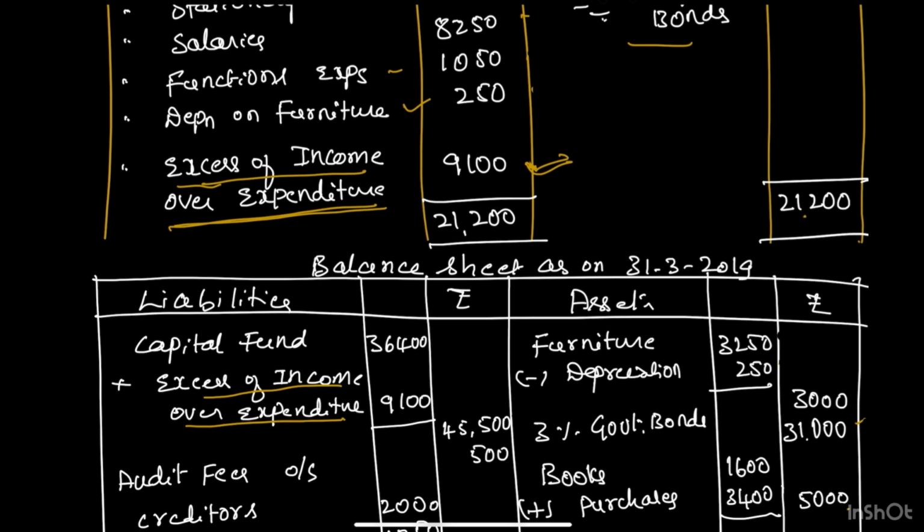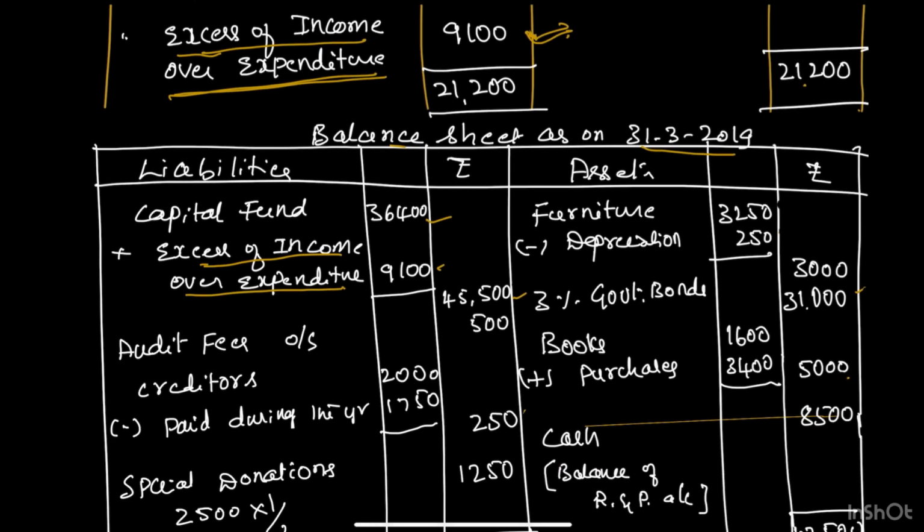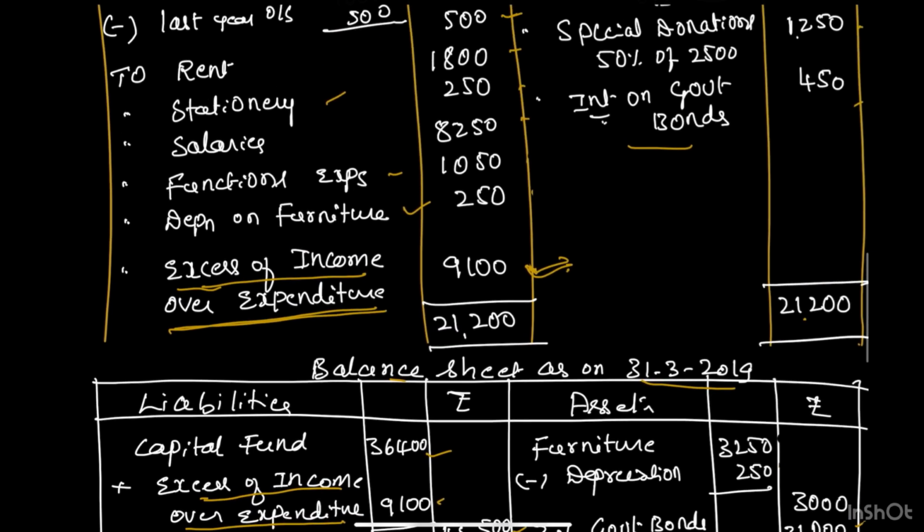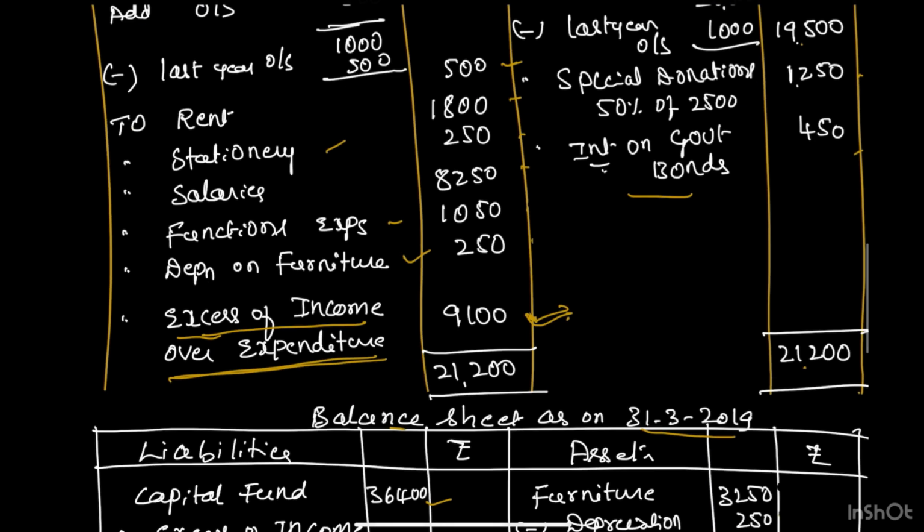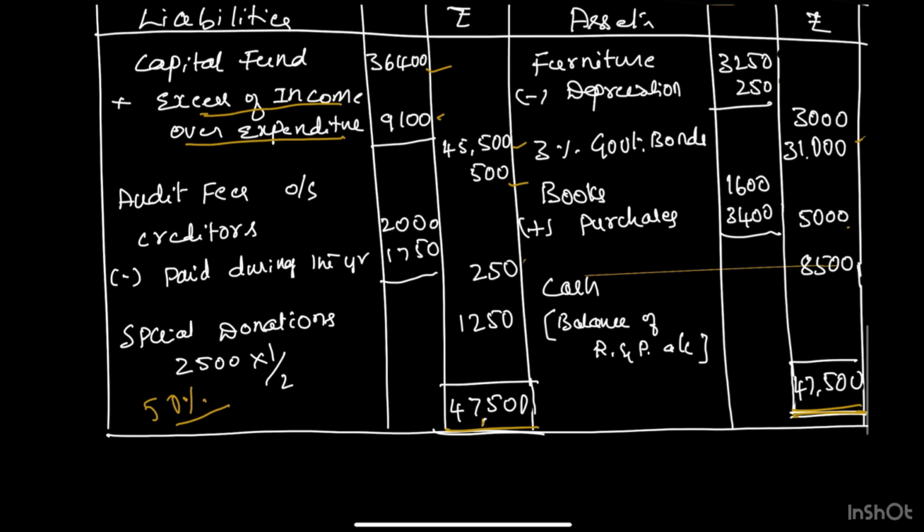Now we are going to prepare the balance sheet as on 31st March 2019. This is based on the previous year balance sheet information. Capital fund is given, and to that we add this 9,100 excess of income over expenditure, so the net amount becomes 45,500. Audit fees outstanding, the current year outstanding amount that we have taken here, is to be added. And creditors, 2,000, paid during the year.